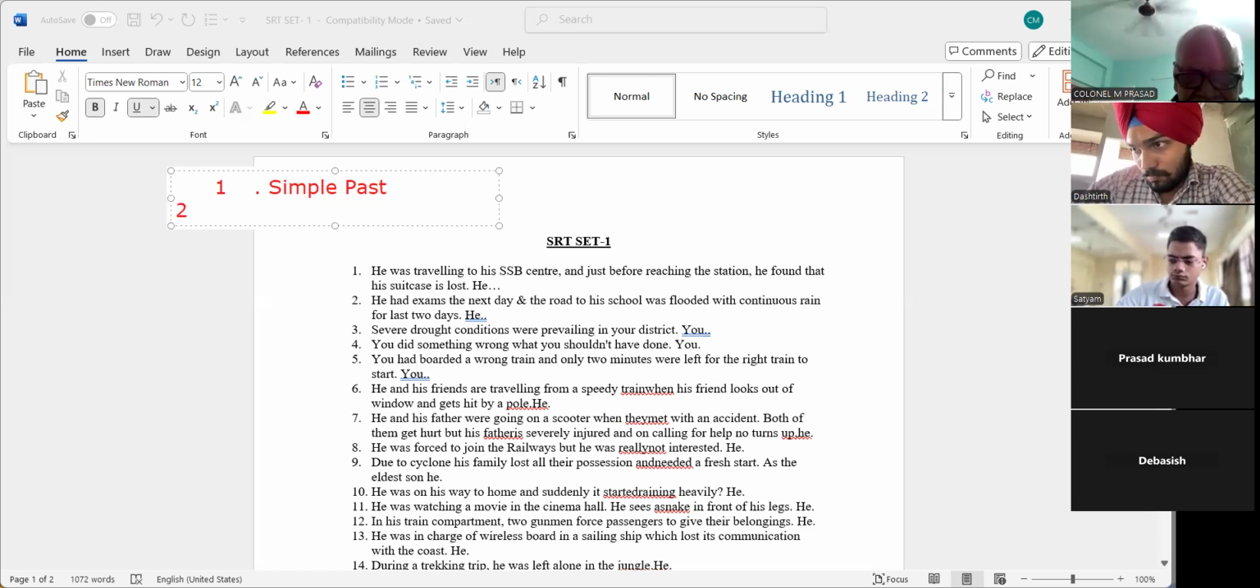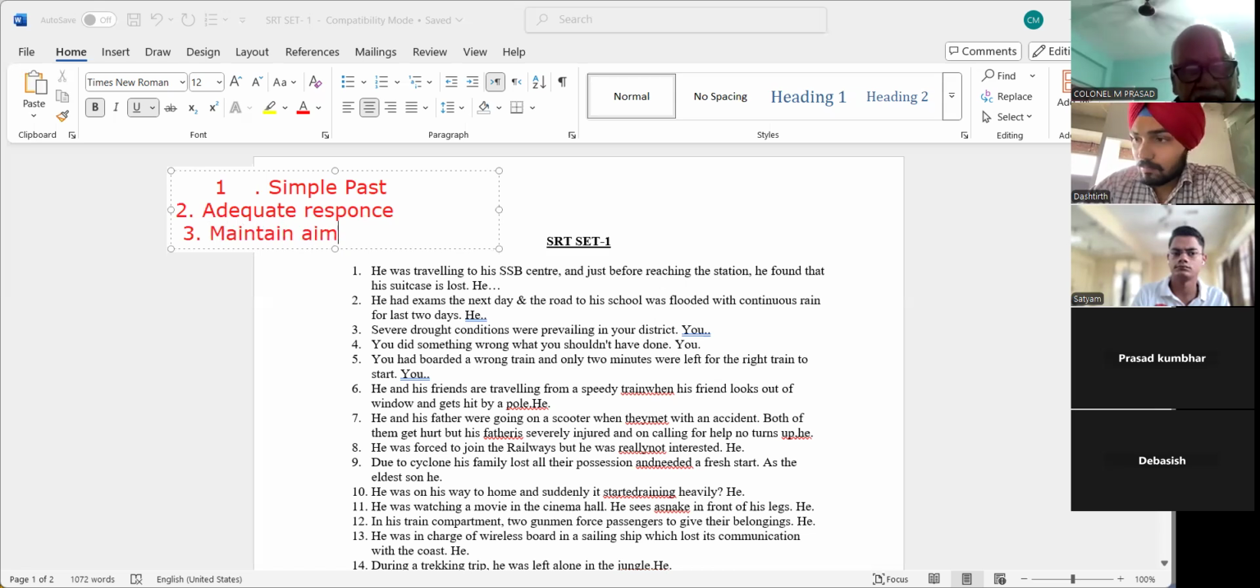Second, give an adequate response, not a reaction. Response. Third, maintain your aim, because you are going for SSB, you must go to SSB. Maintain aim. And fourth, do not leave any blank.